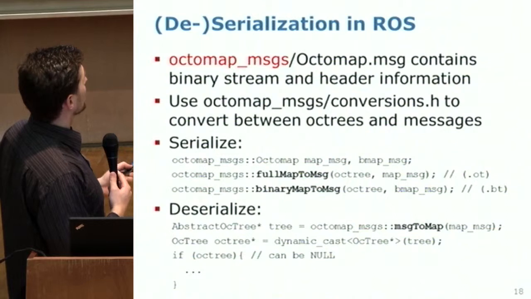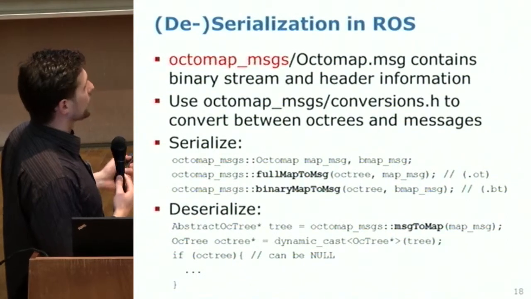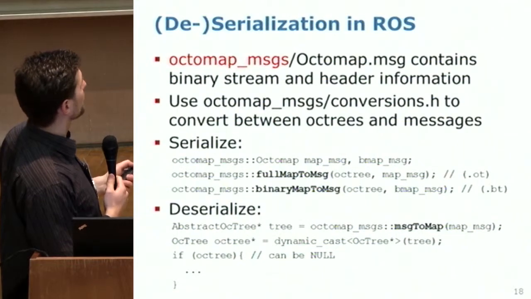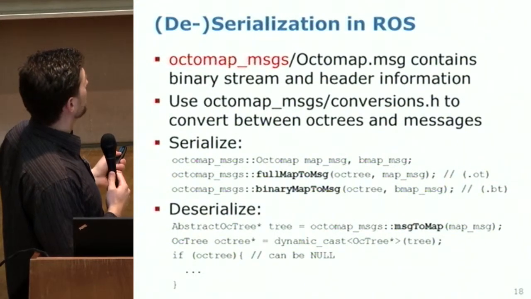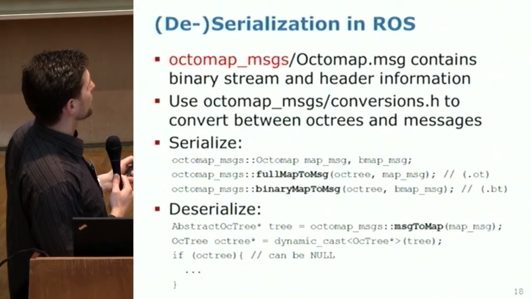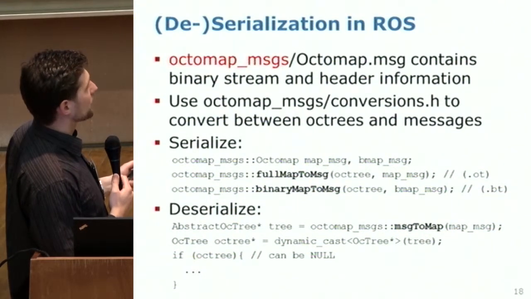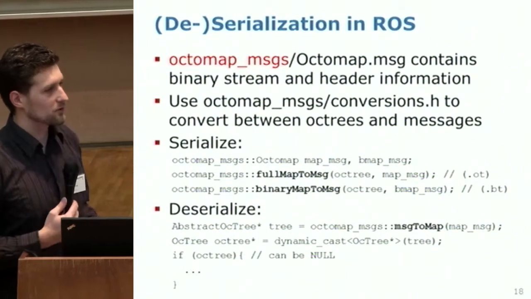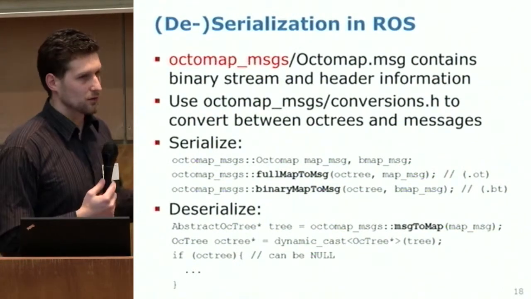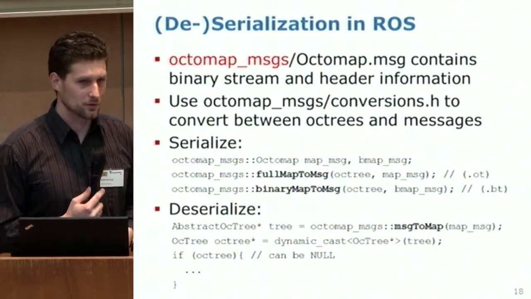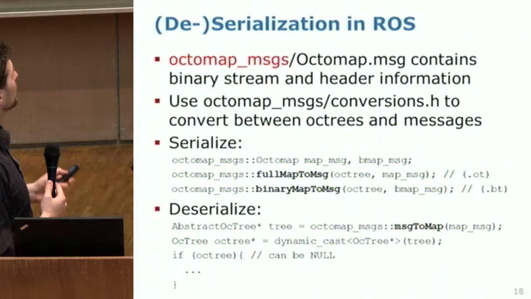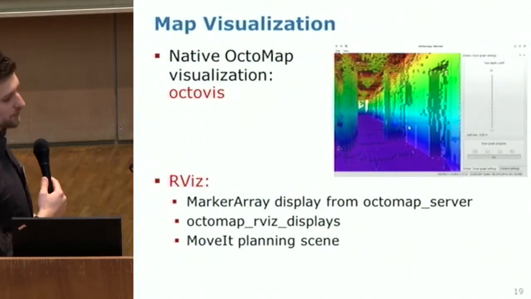To deserialize, again, notice that this looks like the factory pattern we've seen before. So we're calling the message to map function in conversions.h, and then need to dynamic cast to the Octree. This again will look if it's a binary tree or not. So you can just call this on any kind of Octree message. The message can contain a binary tree or a full Octree. There's a flag in there to denote the difference, and then you'll get your Octree class out of the serialized message.